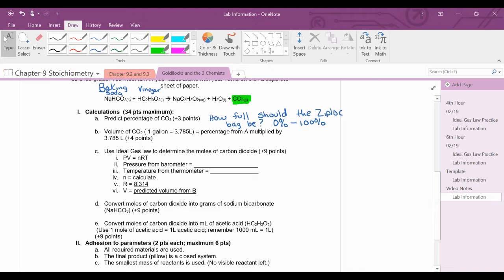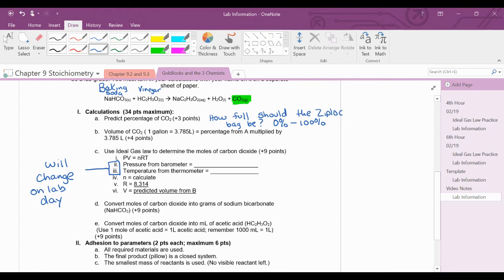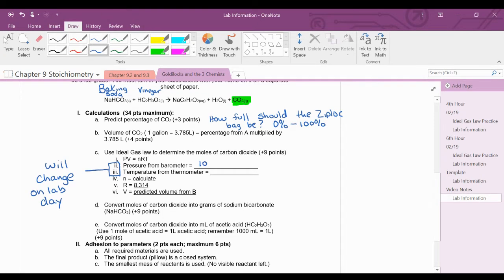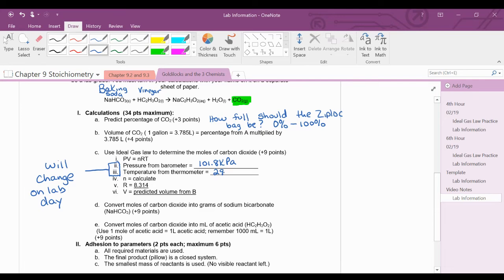After you make your predictions and determine your volume, this is where you're going to use the ideal gas law, PV = nRT. I'm going to give you some data to use for practice, but these will change on lab day. It'll be based on what the temperature and pressure are on lab day. So what you do now is just your practice calculations. The pressure is from the barometer and the temperature is from the thermometer, and I converted it to Kelvin.